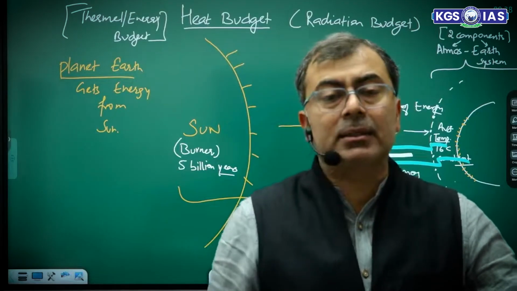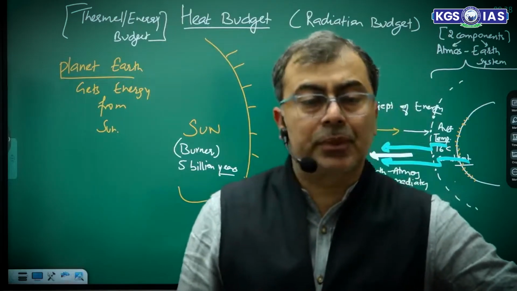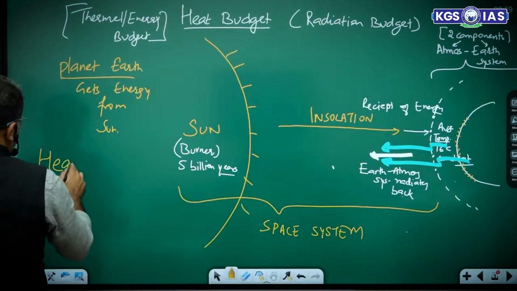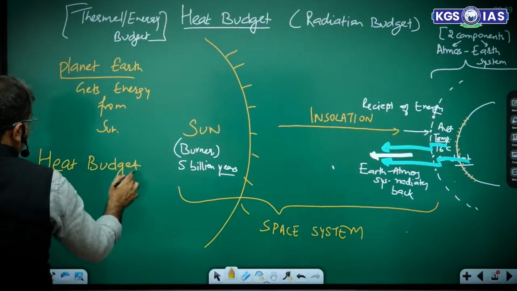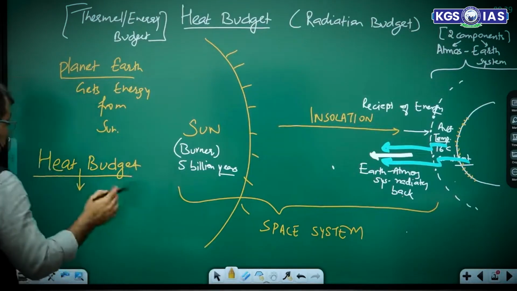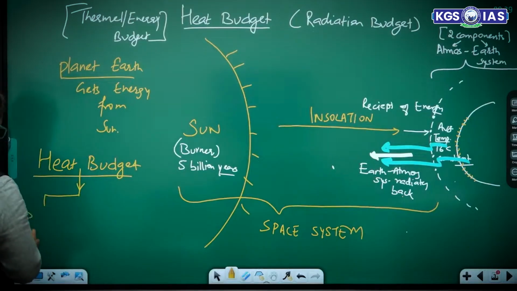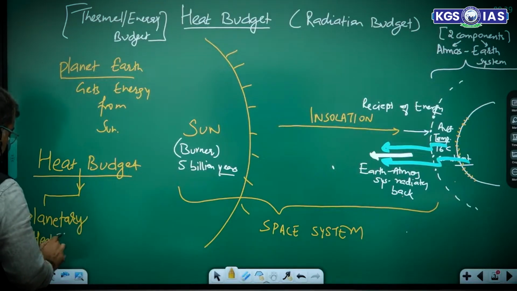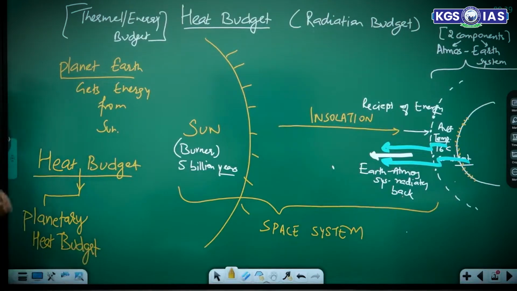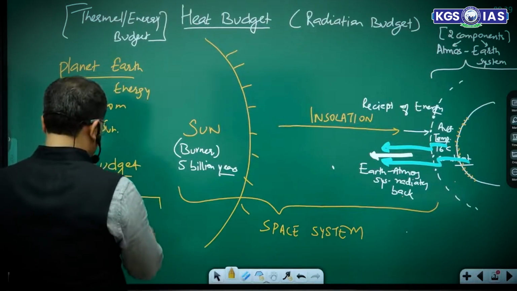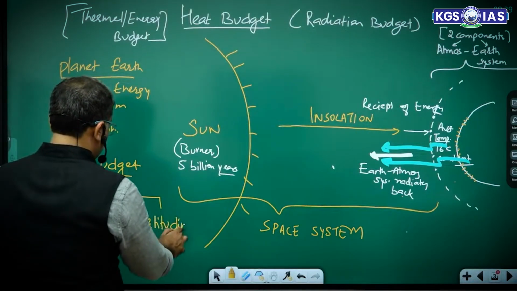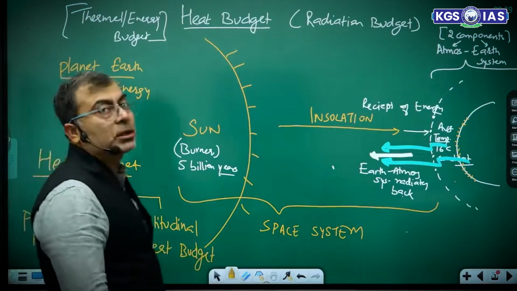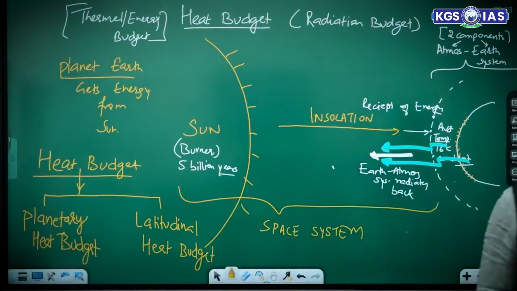This balance has been termed as heat budget, which is studied at two levels. Number 1, planetary heat budget. Number 2, latitudinal heat budget. This is what we are talking about, the heat budget which we are going to study today.